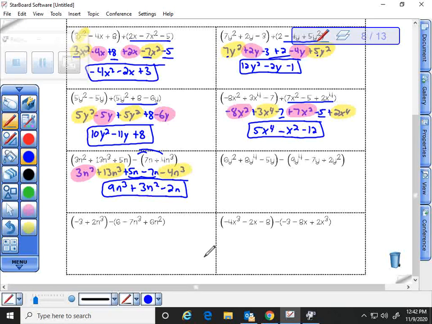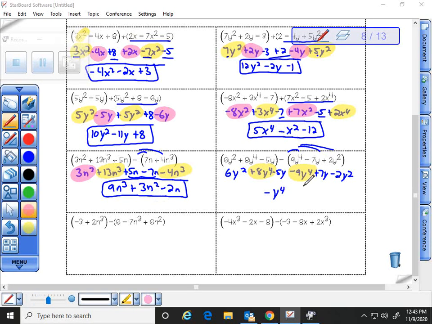Alright, next one here. Again, a minus sign, which would be changing the signs of all 3 items in the second parentheses. The first parentheses stayed the same. Minus 9y to the 4th plus 7y and a minus 2y squared. Highest power goes first. So an 8 and a minus 9 of them gives me a minus 1 of them. Don't need the 1.